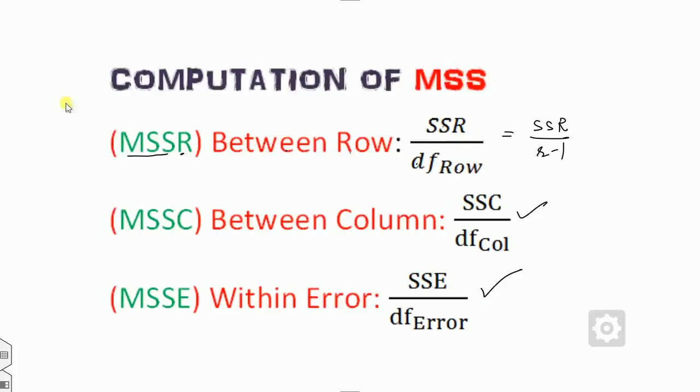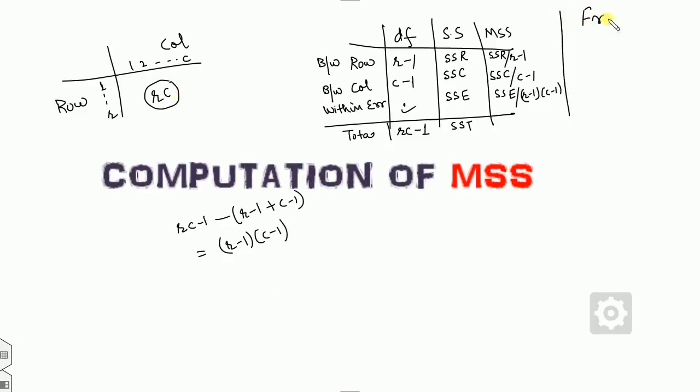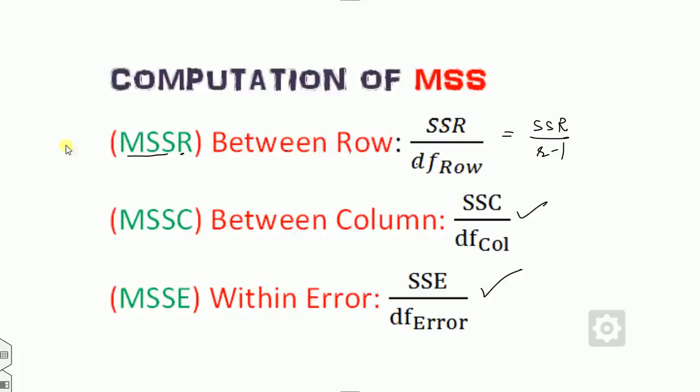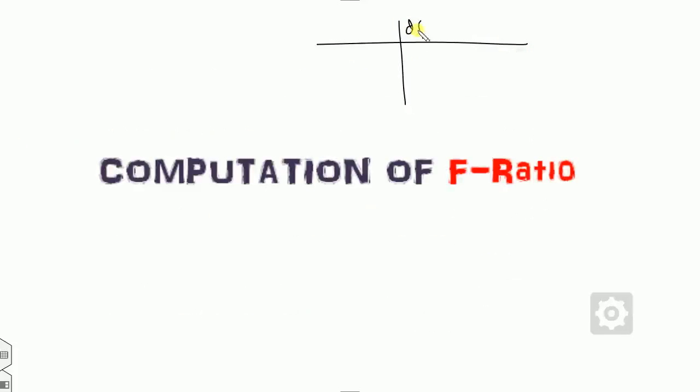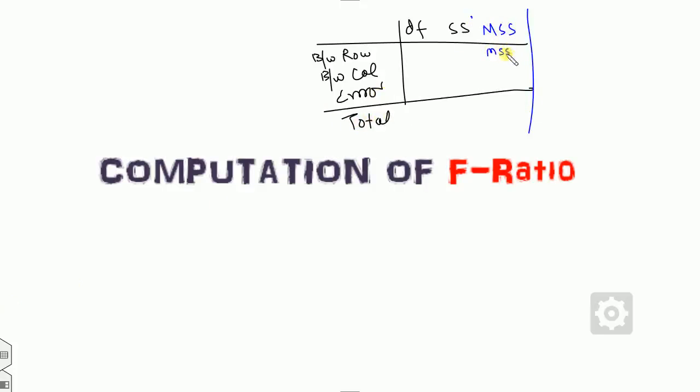Now how do you compute the F ratio? In the one-way ANOVA we always computed one F ratio because there is only one factor. Now here there are two factors, so how do you compute them? Here we have calculated between the row, between the column, error, and this is my total. And this is my MSS. So I call these MSS of the row, MSS of the column, MSS of the error.